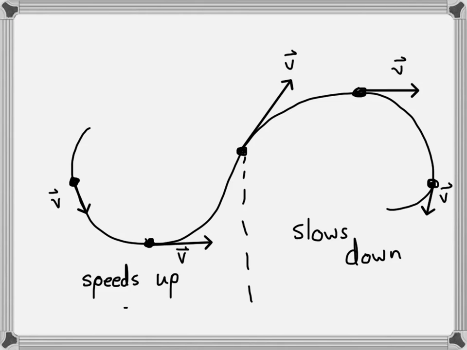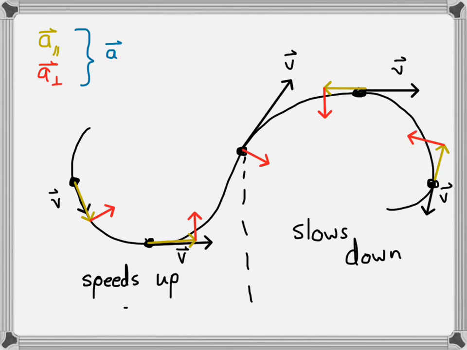Now acceleration. I know that it's speeding up over here, which means that the parallel component of my acceleration has to be pointing with the velocity. Right here I'm going to assume it's neither speeding up nor slowing down. It's actually transitioning from one to the other, so I'm not going to have a parallel component of acceleration here. Over here, we're slowing down, so now my acceleration has to be anti-parallel, at least the parallel component is anti-parallel.